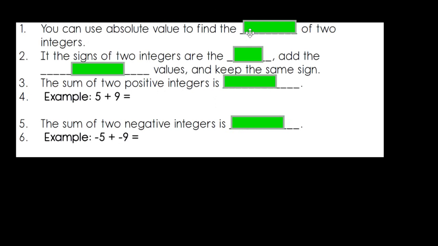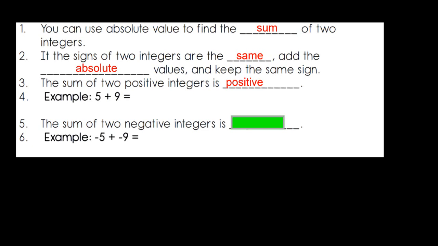You can use the absolute value to find the sum of two integers. If the signs of the two integers are the same, add the absolute values and keep the sign. The sum of two positive integers, well, we've been doing that since first grade, is a positive. So 5 plus 9 is going to have a positive answer, as we all know, a positive answer of 14. The sum of two negative numbers is negative. So -5 plus -9 is -14. Okay. Simple enough.